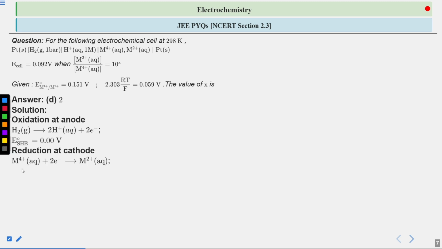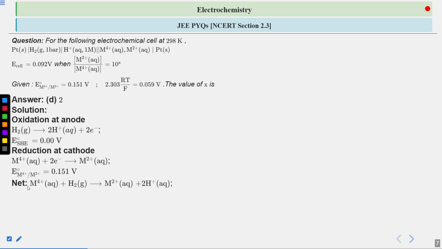It is that M4 positive, that is M in the 4 positive state, gaining 2 electrons or 2 negative charges and becoming M2 positive in the aqueous medium. So M4 positive to M2 positive reduction is happening. Also you can define it as the gaining of electrons. That means the reduction process is happening at the cathode. And the E naught for this is already given, which is 0.151 volt. Right? Already given that the standard electrode potential of M4 positive to M2 positive conversion is 0.151 volt.